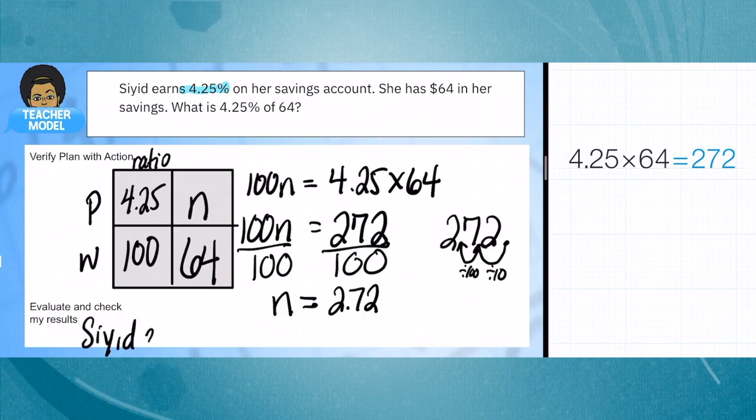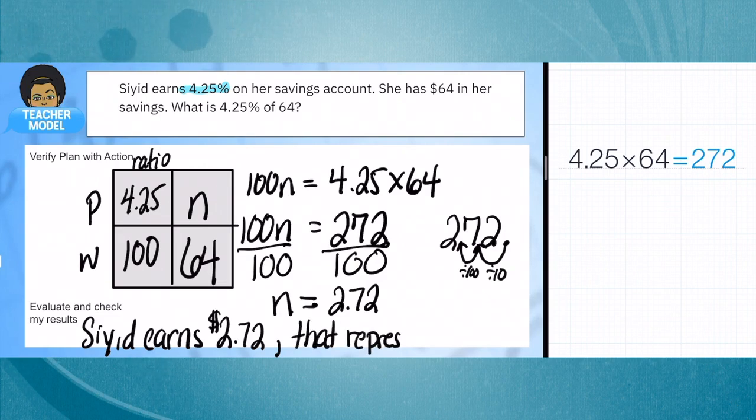Saeed earns $2.72. That represents 4.25% of 64. All right, hit pause so you can jot this one down into your notes.